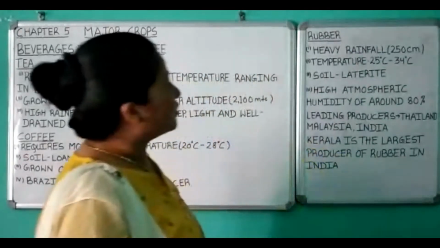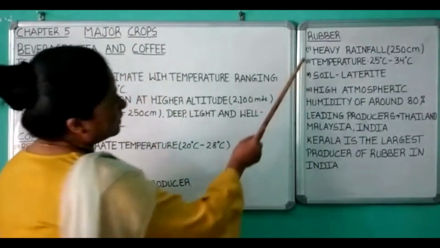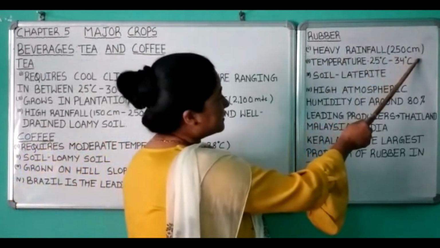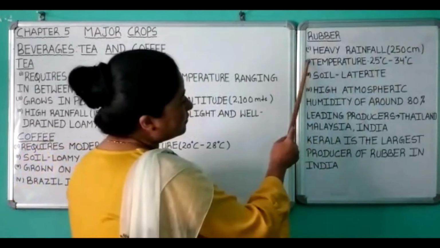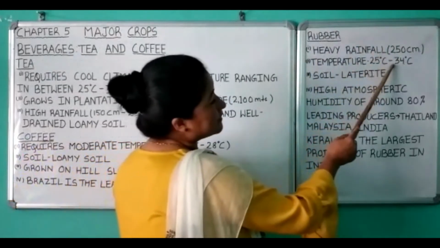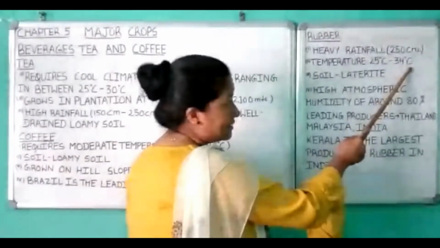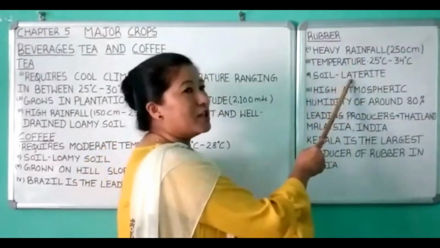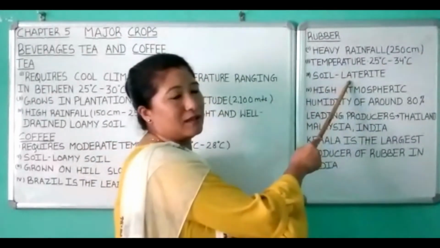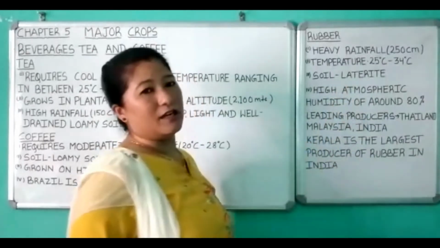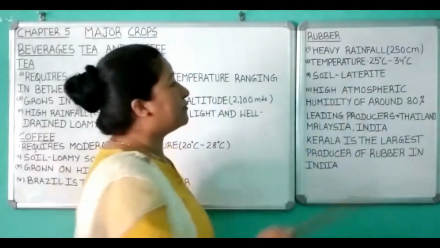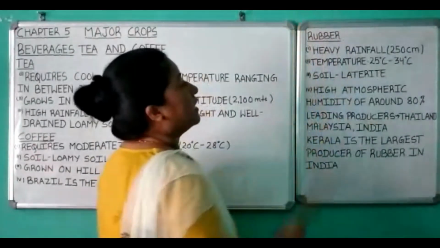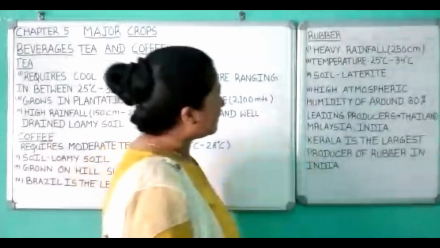Now let's see the geographical requirements. It requires heavy rainfall, around 250 centimeters. Then the temperature ranges between 25 degrees Celsius to 34 degrees Celsius. And the soil is laterite, a type of soil that is rather inferior, but with the proper use of manure and so on, it can become fertile. So laterite soil is required for the growth of rubber.